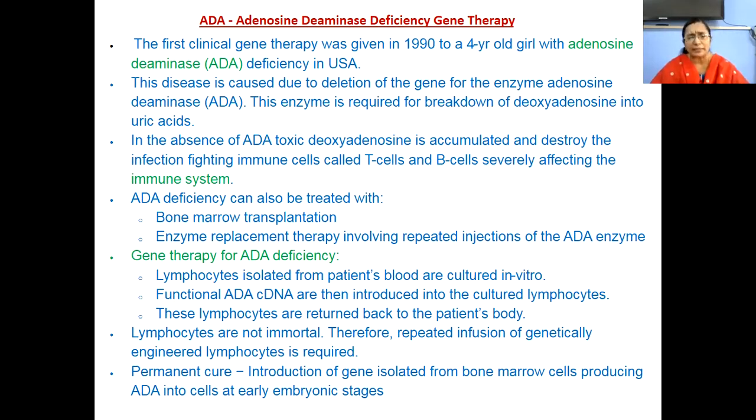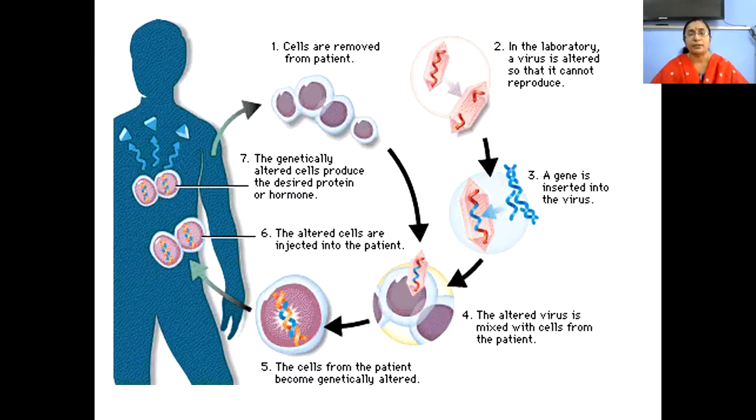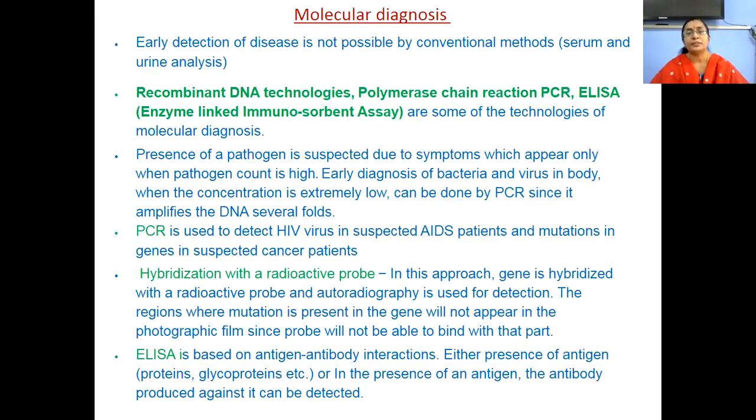Then what is the permanent cure that is available? The permanent cure is that we can introduce the gene directly into the bone marrow cells, that is, the stem cells in the embryonic stages. If we are able to introduce the correct gene into stem cells, then later in life you need not go for continuous replacement of the cells. This is just a diagram to show how it is done.